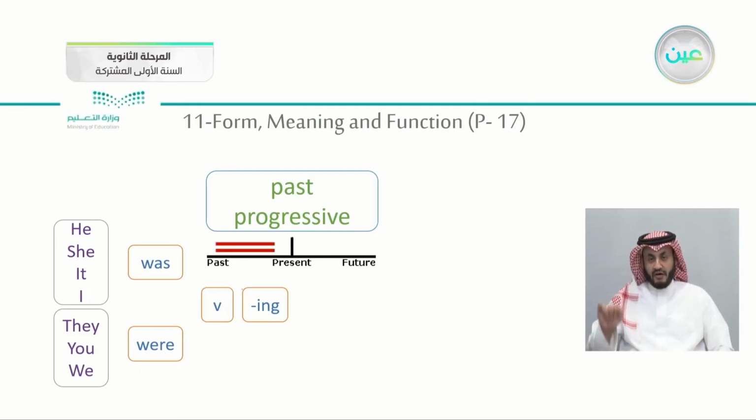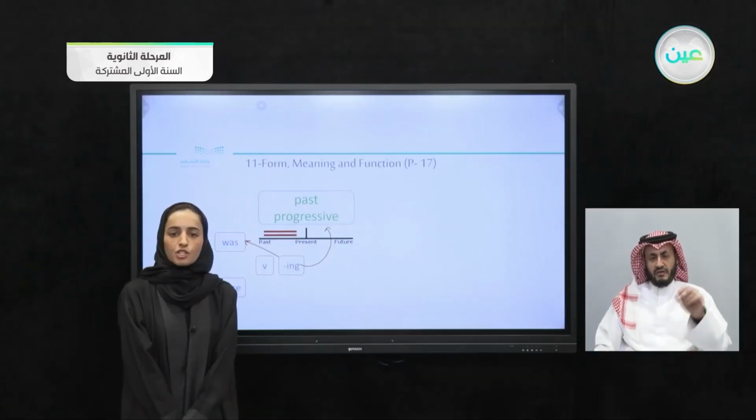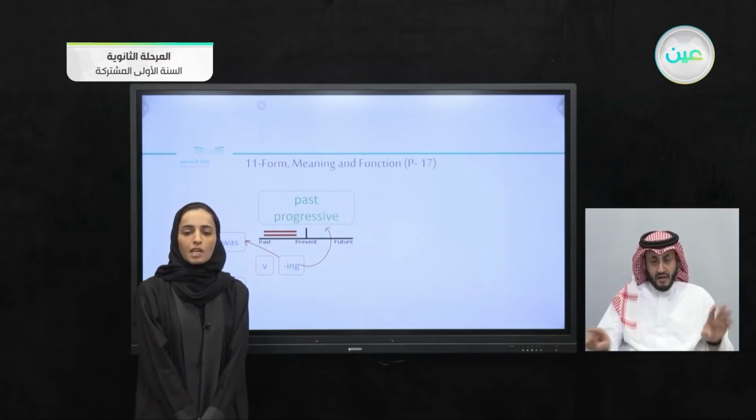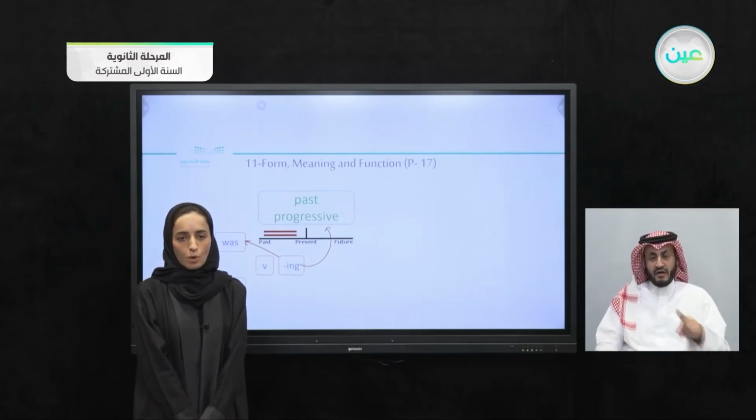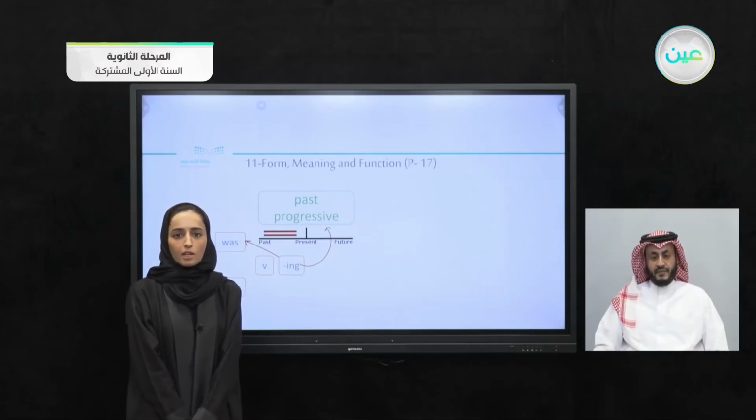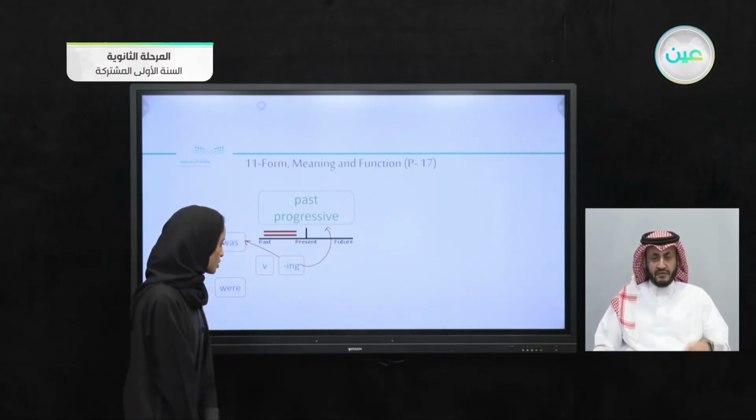So, ing requires a verb to be. Ing because it is progressive. You can't just add the ing without a verb to be. He was working on a project. They were talking about big changes.